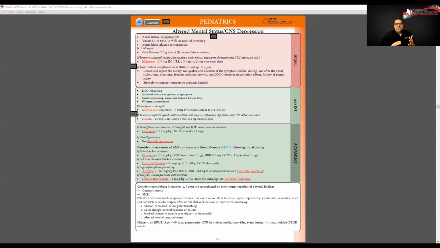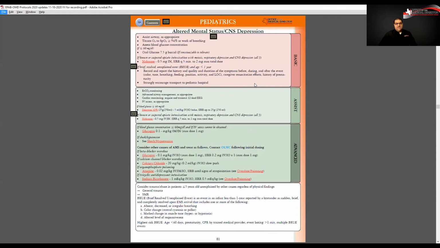So importantly, you'll need to get a thorough history, really looking at what the symptoms were, what did they look like, what they were doing before, after, their color, tone, whether they were feeding or not, etc. And then really, if you are concerned, really strongly encourage them to be transported to a hospital. Down there in the Pearl section, we have some specific definitions of the criteria for BRUE. And then again, we're going to cover this in our live session.